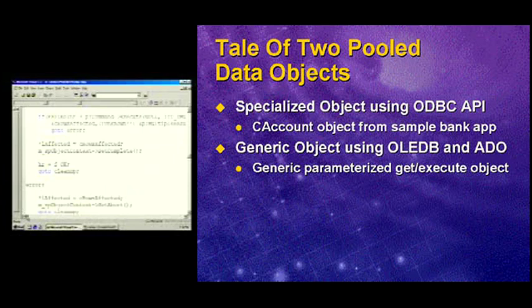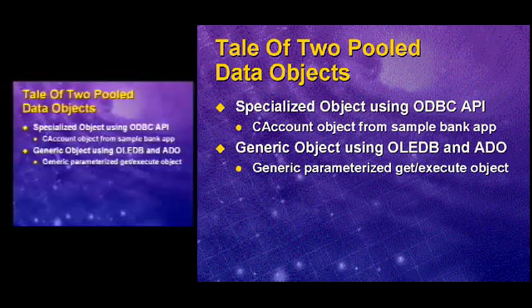Okay, so now that you've seen all that code, let's go back and explain it. I told you I was going to do things backwards. Okay, so here are the two pool objects again, specialized using the ODBC API, and the generic OLEDB one. And I actually am going to show you the one for ADO because it's rather interesting.